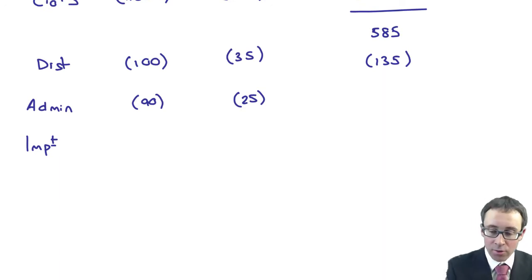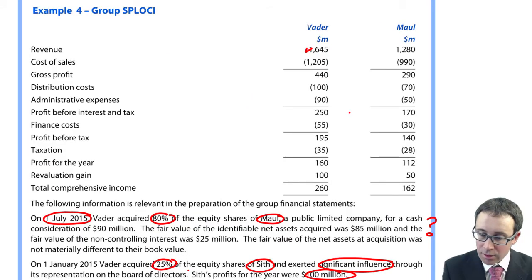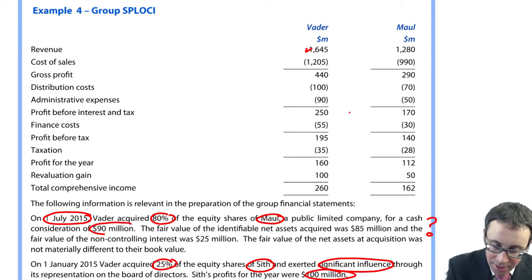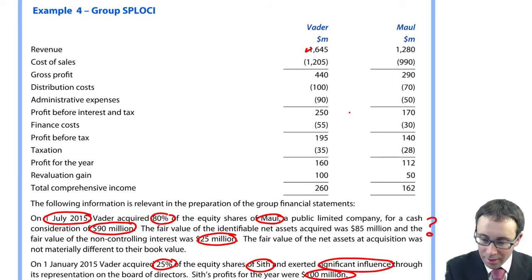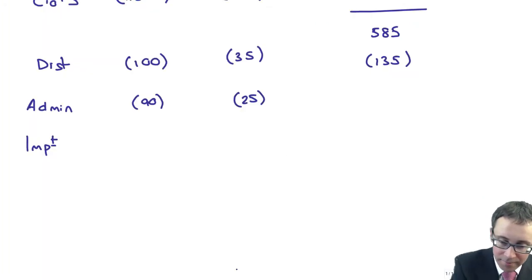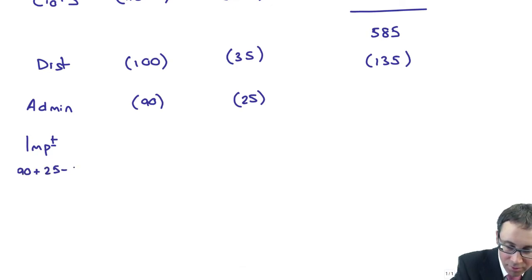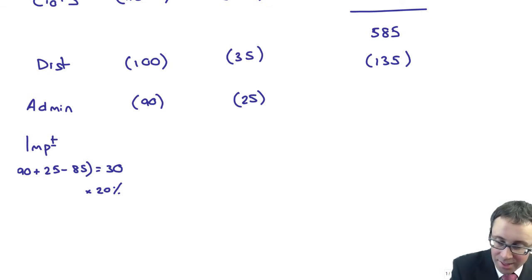So to look at the impairment, we need to work out the goodwill. So we went through there, we paid 90. The NCI was 25, so we add that on. And then we deduct 85. So 90 plus 25 less 85. Does that give me 30? And 20% of that is 6.